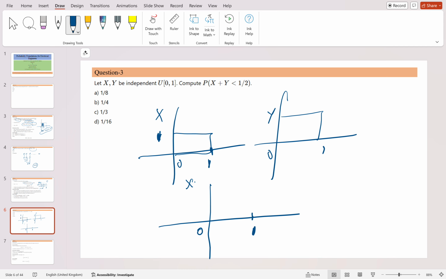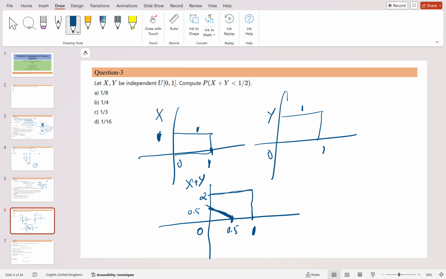x plus y will become 0 to 2 here, because the magnitude here is 1, and here is also 1. So it is asking x plus y less than or equal to half. The point here will be 0.5, and here also it will be 0.5. So the sum will be less than 0.5. Draw the line, and in this region it will be 0.5.